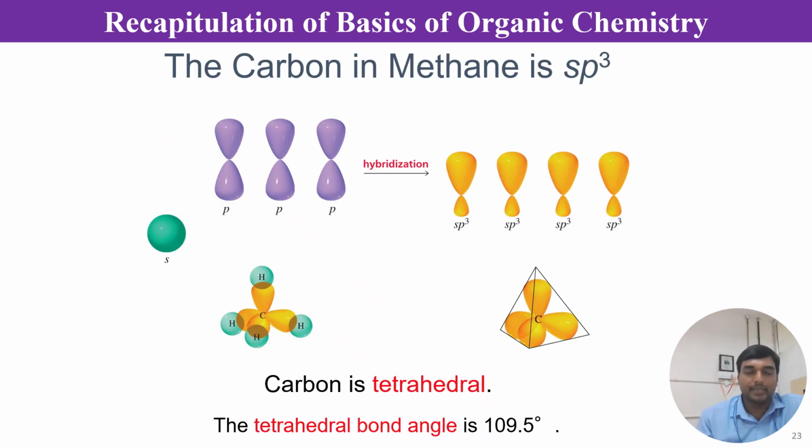So you can see here 1 s orbital with 3 p orbitals, when they are hybridized, you can see sp3 hybridization is happening. And in this case, geometry will be tetrahedral geometry because the bond angle between the carbon and hydrogen is 109.5 degrees.